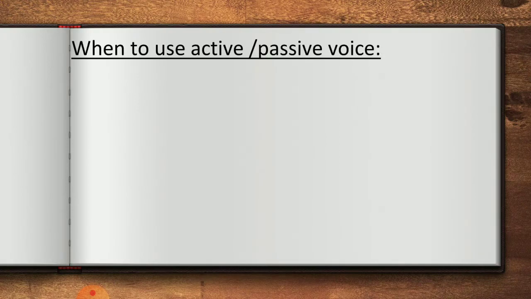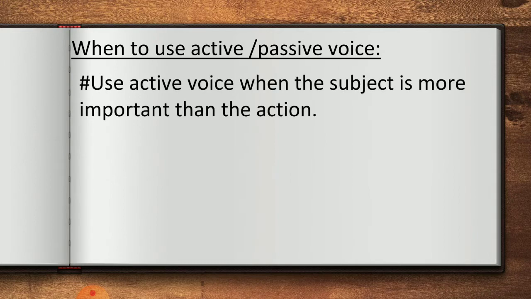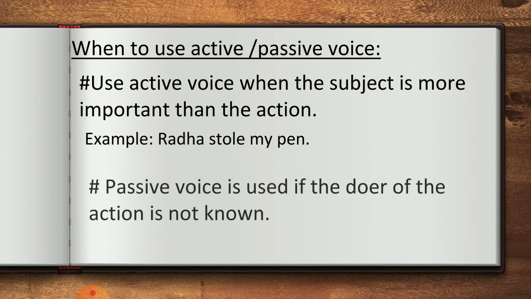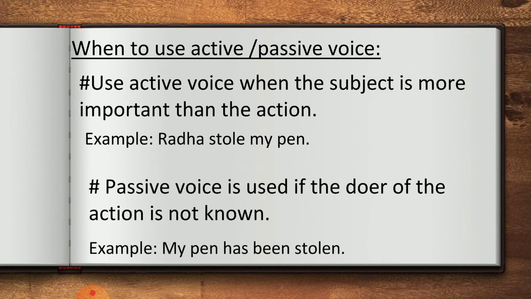Now, when to use active or passive voice? Use active voice when the subject is more important than the action. Example, Radha stole my pen. The one who stole is more relevant than the object stolen. Passive voice is used if the doer of the action is not known. Example, my pen has been stolen. The one who stole does not matter.